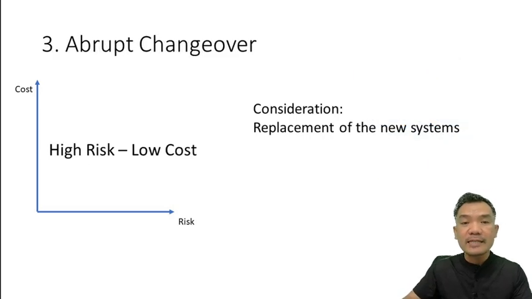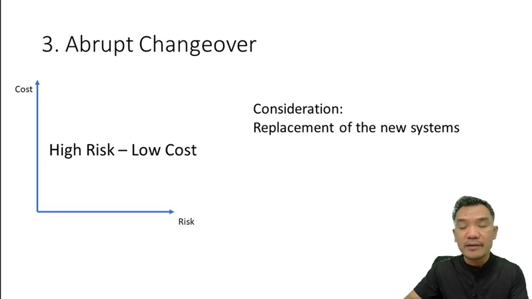Okay, so the last one is abrupt changeover. Abrupt changeover is the sudden removal of the old system and implementation of the new one. And to tell you honestly, there are systems that require this, where you have to remove the existing one and replace it with the new one. So here I place high risk but low cost. High risk because what if the new system fails? And the cost is of course low because you remove the existing system.